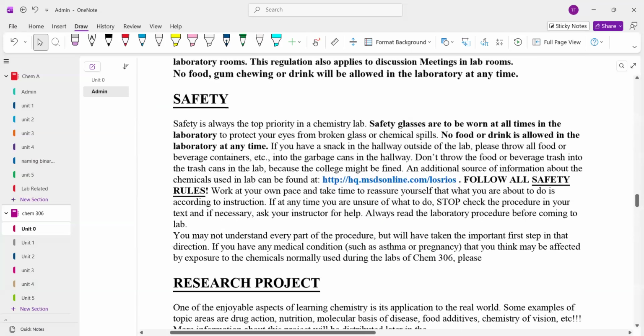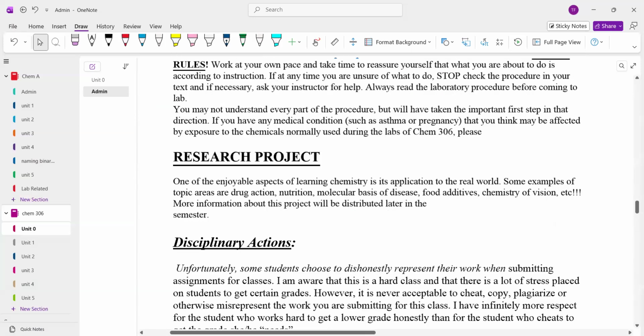Okay, you're going to have a research project that's worth half a test. Half of a test. It's a big deal. And it's also on something you're interested in. That could be drug addiction, nutrition, food additive chemistry. There's a whole bunch of stuff. I've got some examples of past posters that people have done. It's a poster plus a 1,000-word essay accompanying it.